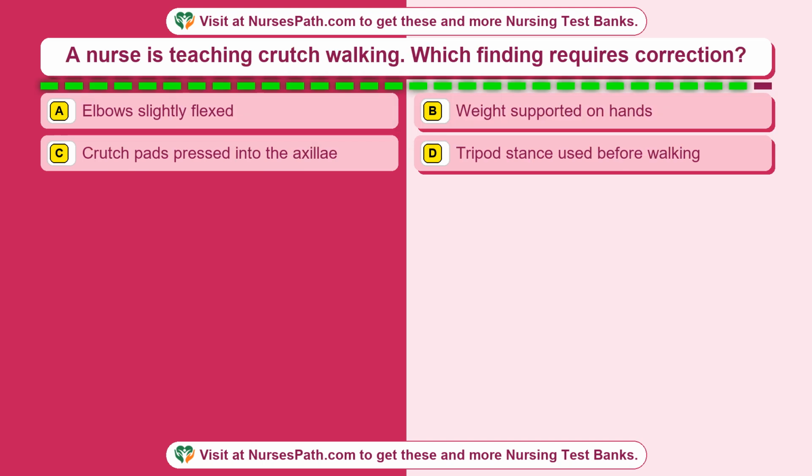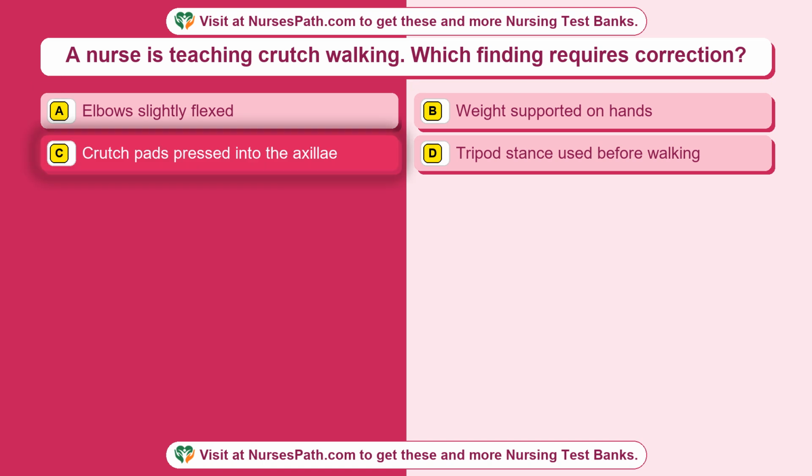Question 10. A nurse is teaching crutch walking. Which finding requires correction? Option A, elbows slightly flexed. Option B, weight supported on hands. Option C, crutch pads pressed into the axilla. Option D, tripod stance used before walking. The correct answer is option C, crutch pads pressed into the axilla.